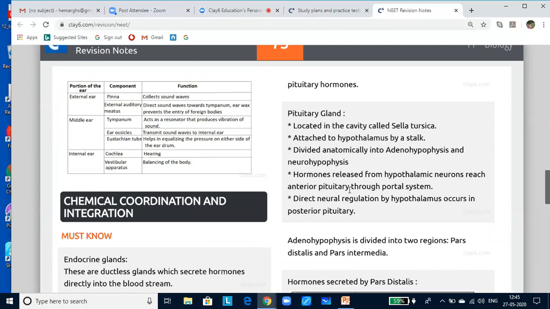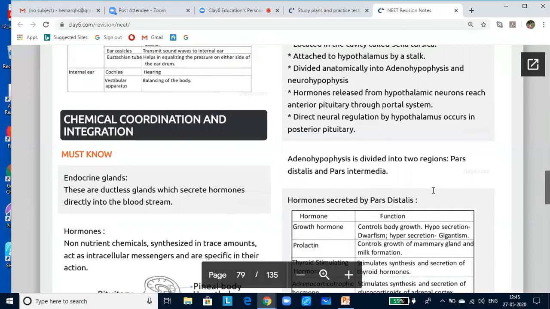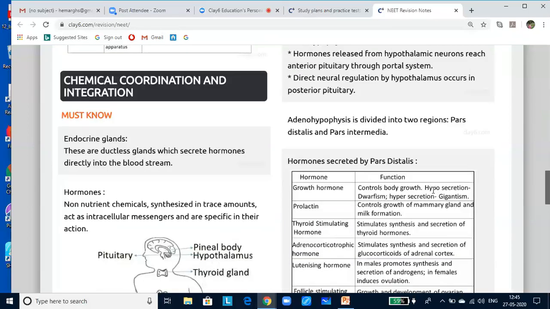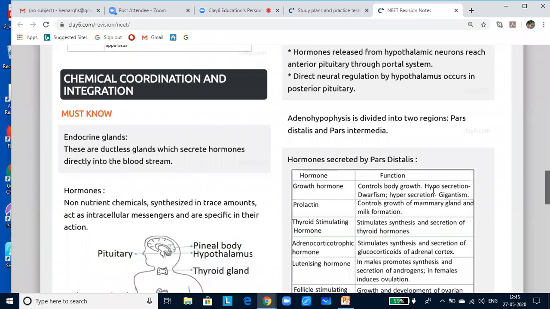If you look anatomically, it is divided into adenohypophysis and neurohypophysis. Hormones released from hypothalamic neurons reach the anterior pituitary through the portal system. Direct neural regulation by the hypothalamus occurs in the posterior pituitary. Now let us look into the adenohypophysis. Adenohypophysis is divided into two regions: one is pars distalis and another is pars intermedia.